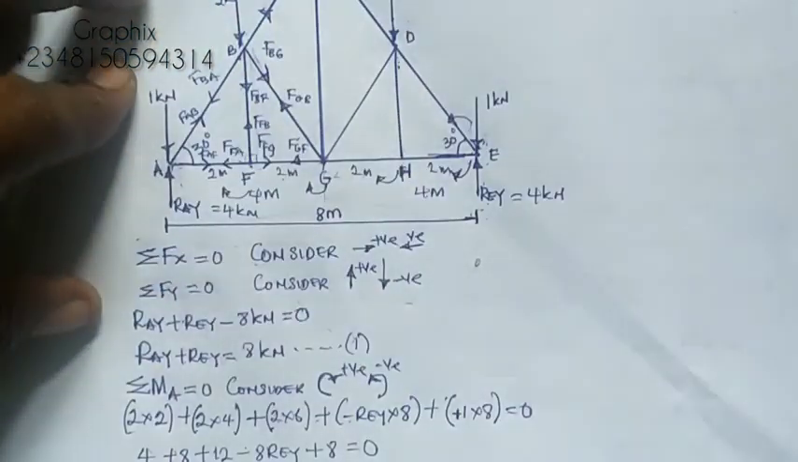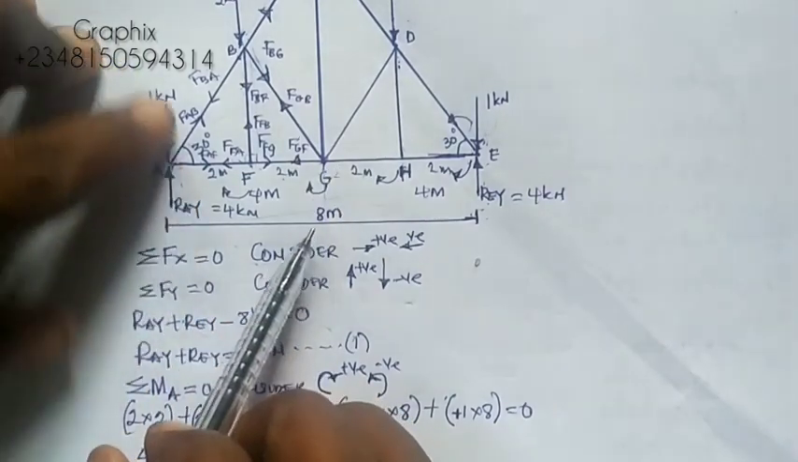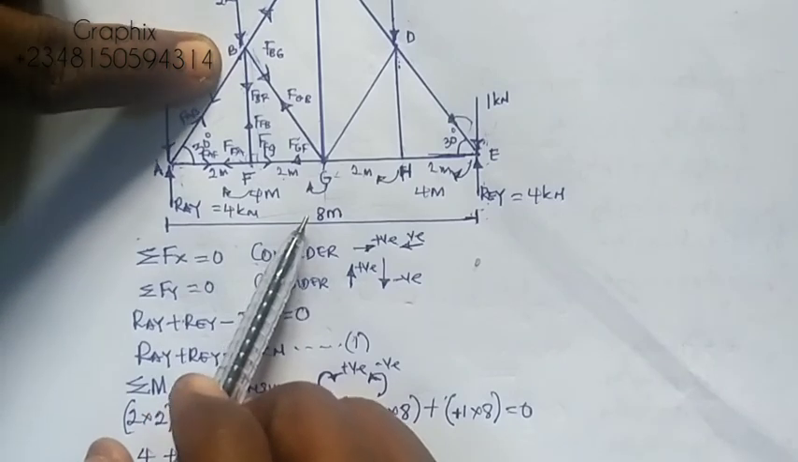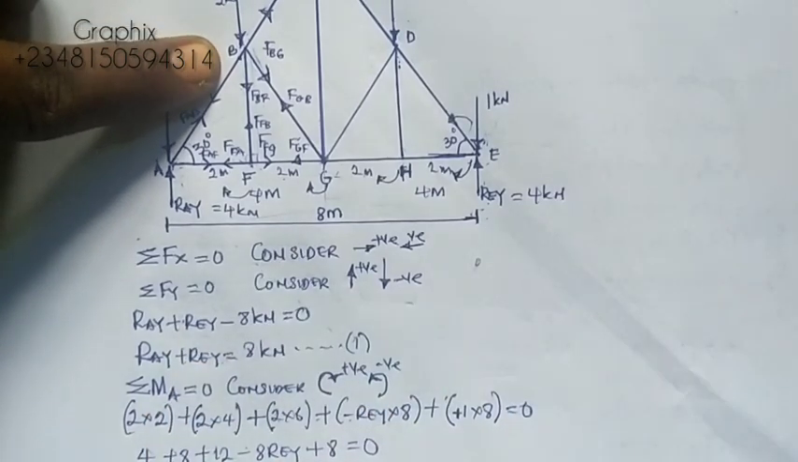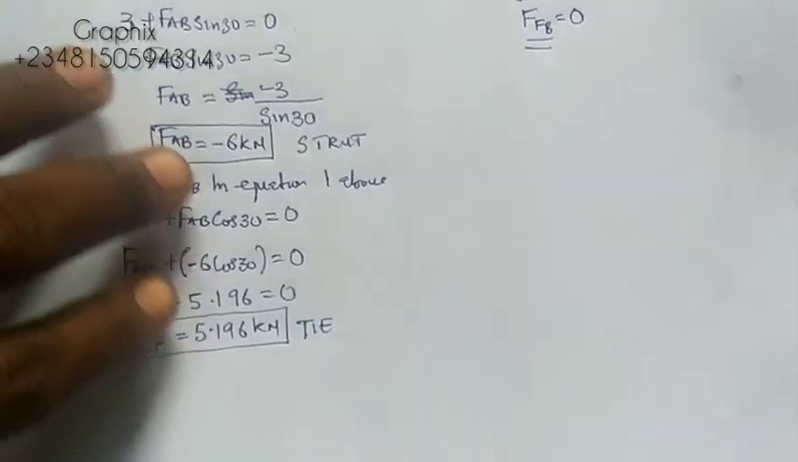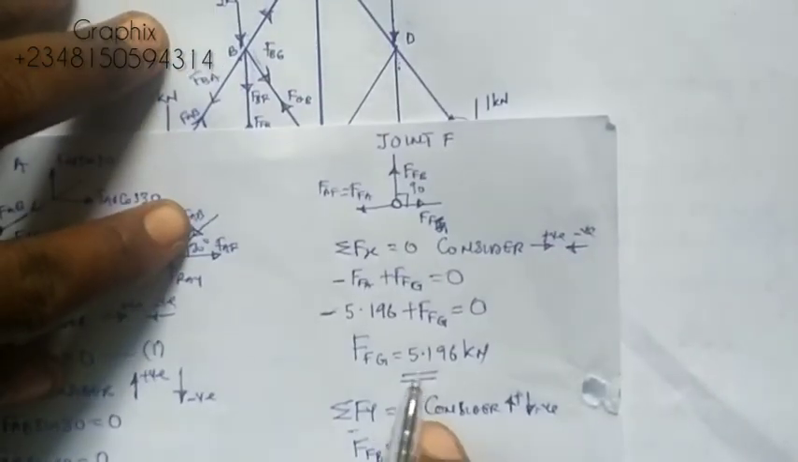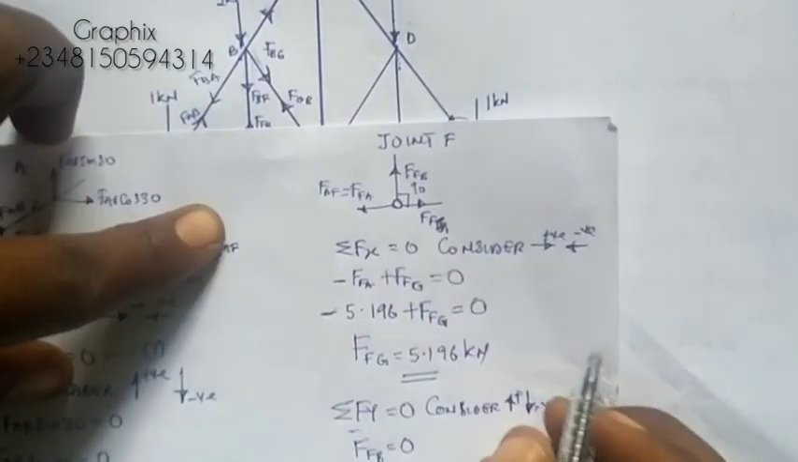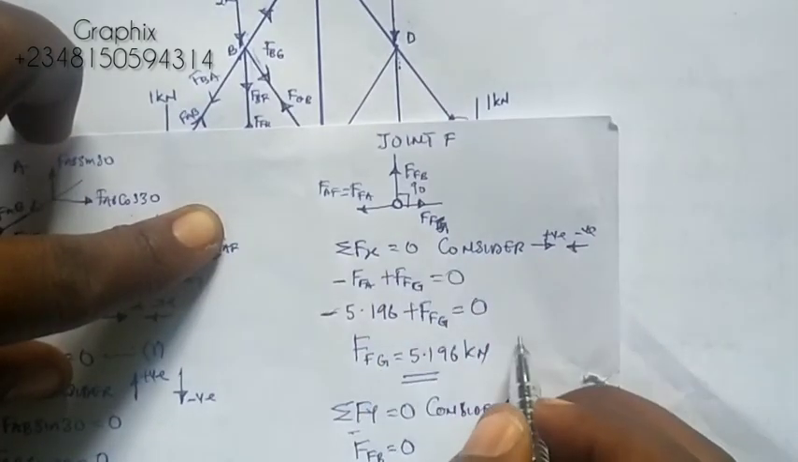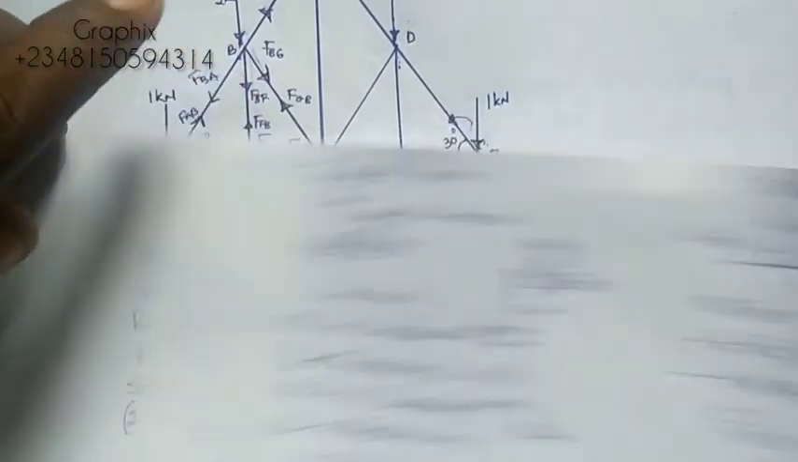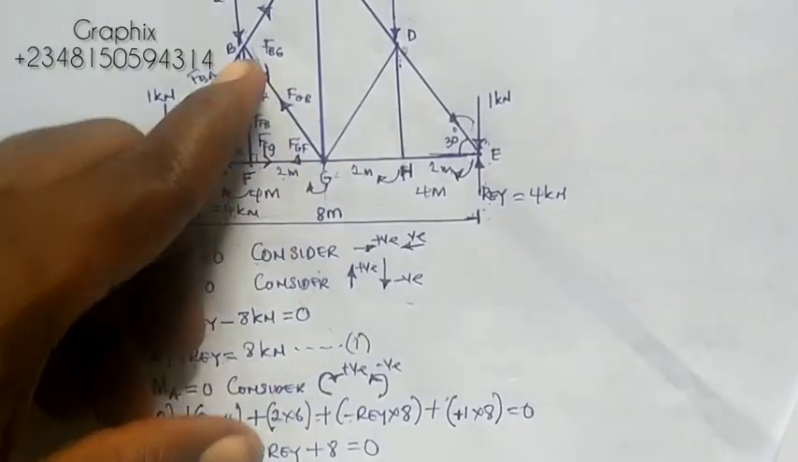From here, we'll go to another joint. Now I can easily calculate my joint B. Before we go to joint B, this FFG here is positive, and what we calculated for FFG is also going towards the positive region, so it's outward force. So that will be a tie. Don't forget that. Now the next joint we'll be going to will be joint B.